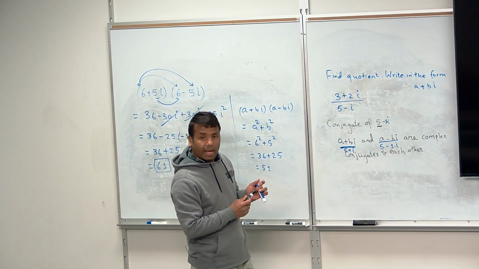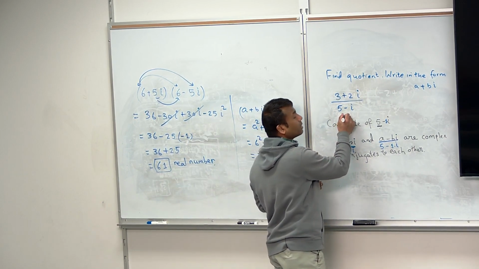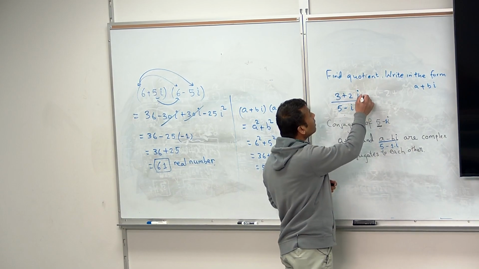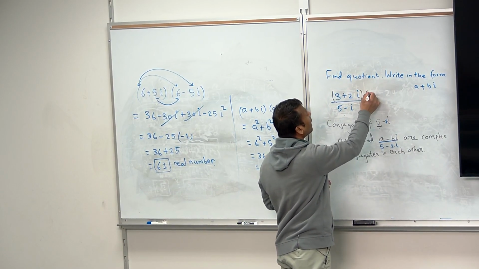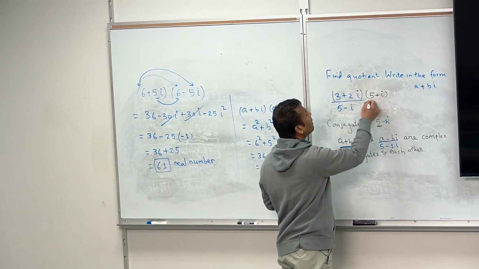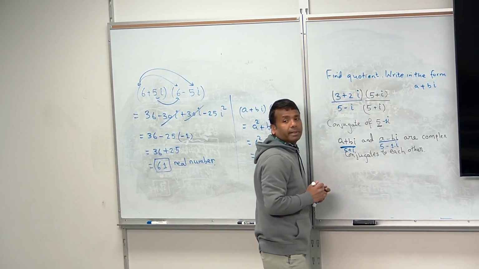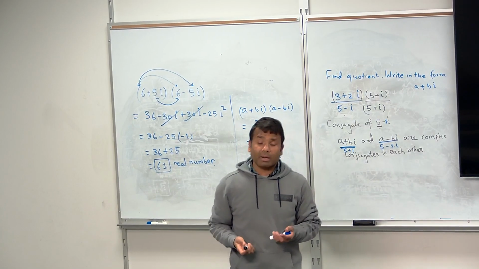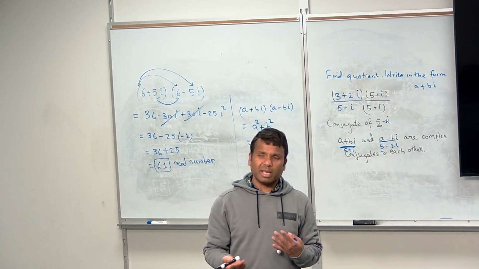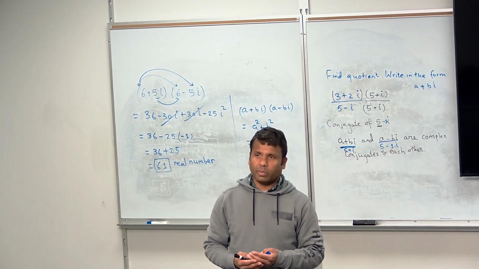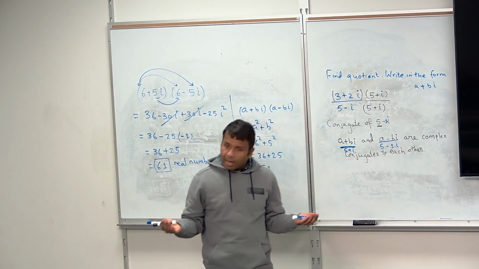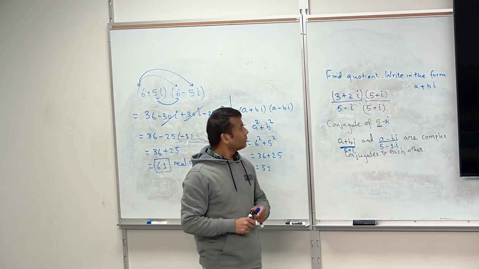So you multiply the denominator and numerator by the complex conjugate of the denominator. And you know we can multiply numerator and denominator by the same number, right? We can do that.